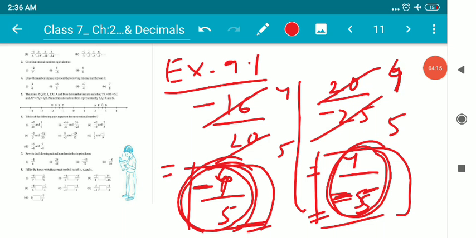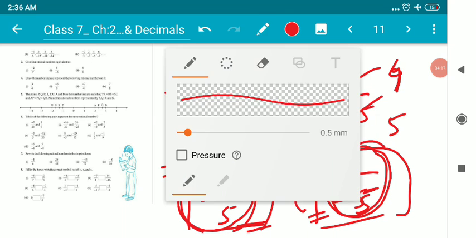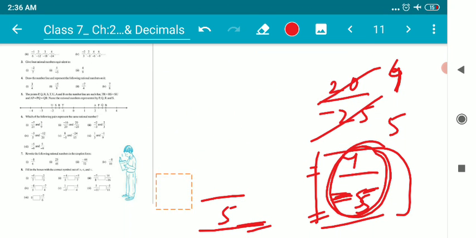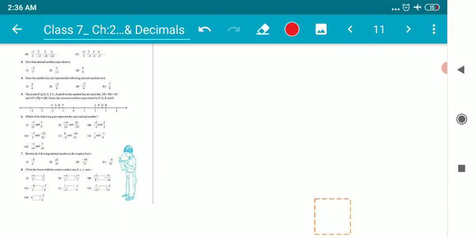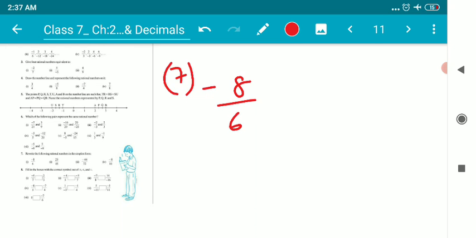So in this way, children, we have to check all the numbers given in the question. Now let us talk about question number 7. Question number 7 is: rewrite the following rational numbers in the simplest form. Minus 8 by 6. Simplest form means just reducing them to the simplest form. 4 twos are 8, 3 twos are 6. It is minus 4 by 3.